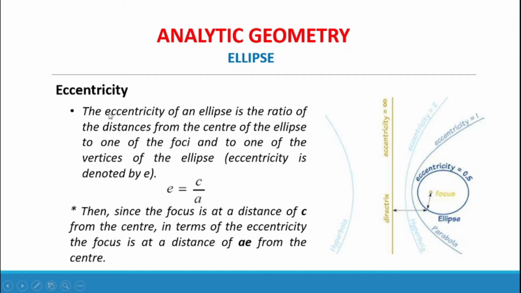And the eccentricity of an ellipse is the ratio of the distances from the center of the ellipse to one of the foci and to one of the vertices of the ellipse. Eccentricity is denoted by e, and e is equal to the ratio of c over a. Since the focus is at a distance of c from the center, in terms of the eccentricity, the focus is at a distance of ae from the center, which means c is equal to ae.